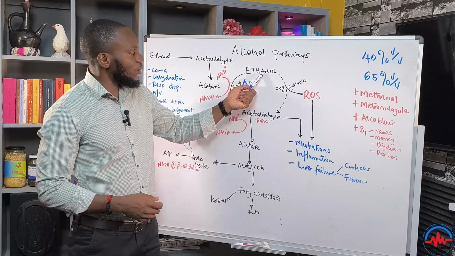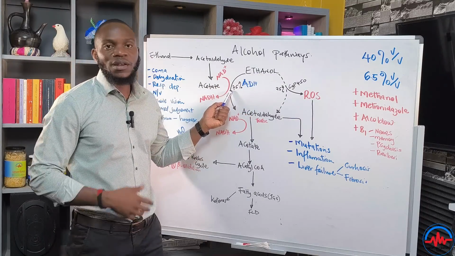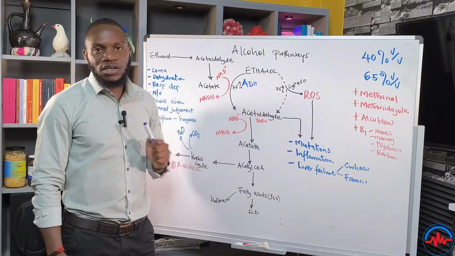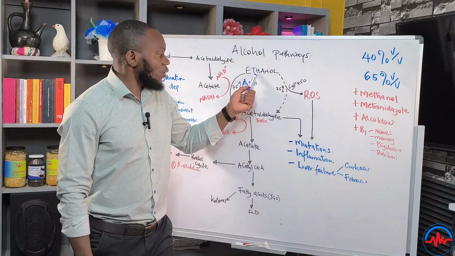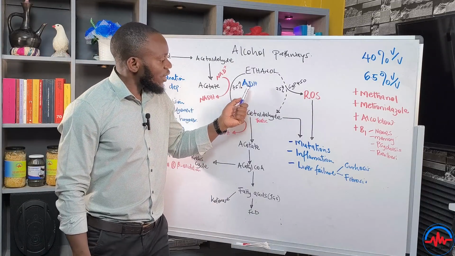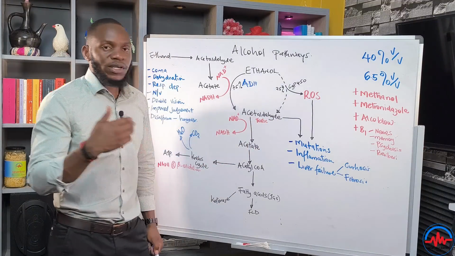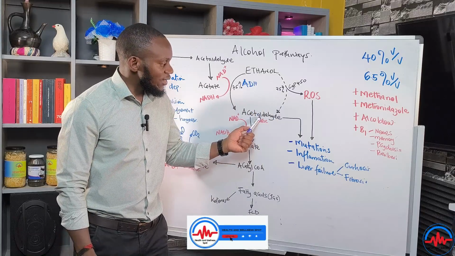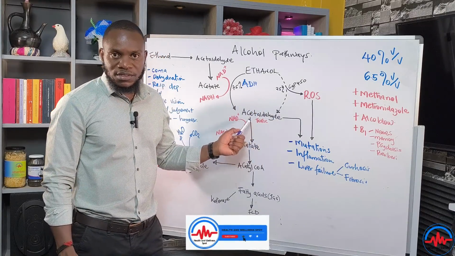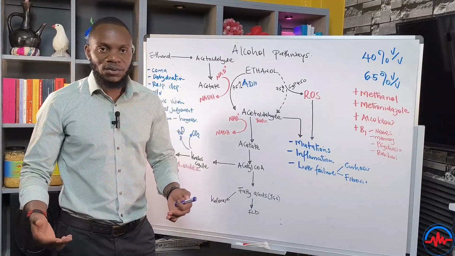It breaks down ethanol, and the pathway that goes through ADH is about 75%. So the larger percentage of alcohol is broken down by this enzyme. Ethanol is broken down by ADH, and this causes the production of acetaldehyde. Now this acetaldehyde is the toxic substance. If it builds up in the system, it's the one that causes the hangover effects after drinking alcohol.